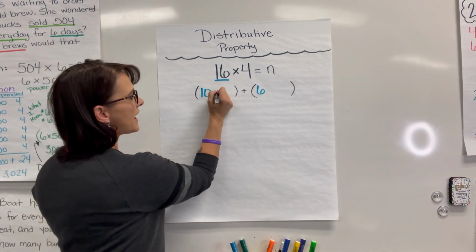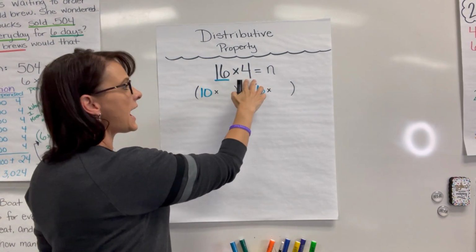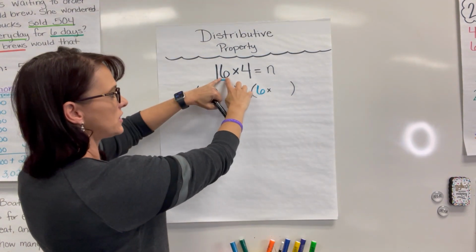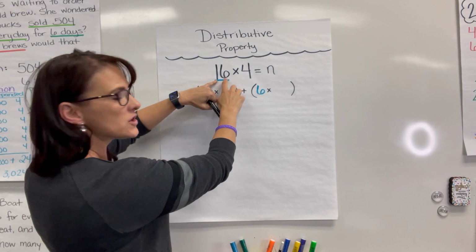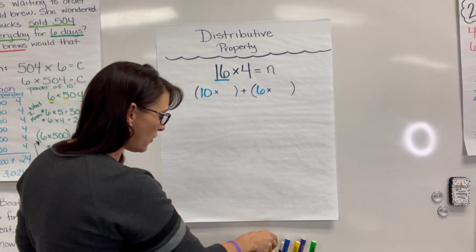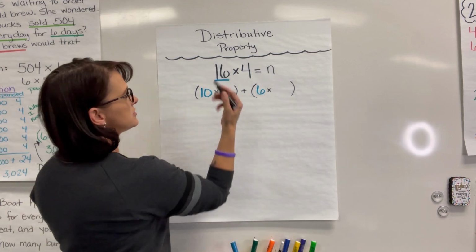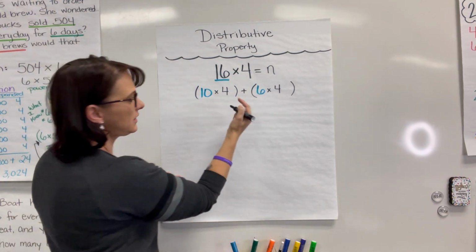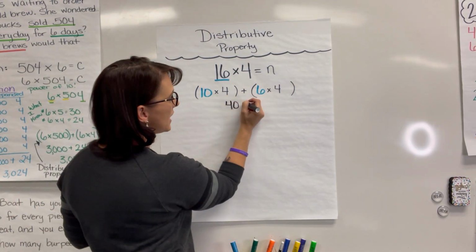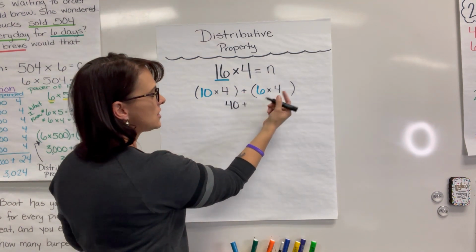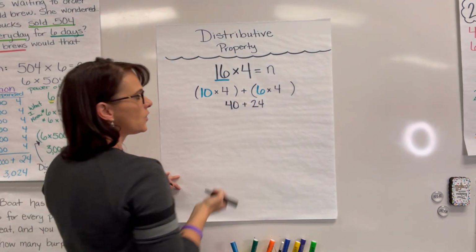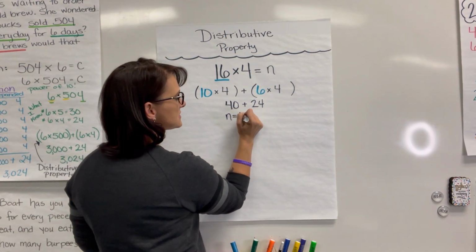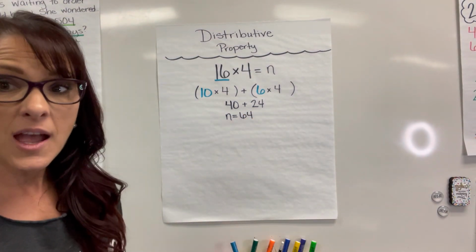Okay, so I'm going to think of that as 10 and 6. I'm going to multiply that. Both of these have to be multiplied by 4, because here is my 16. I've broken it up into 2 pieces, but both of those pieces still have to be multiplied by 4. So I'm going to multiply them by 4. And then I end up with 40 plus, that plus sign needs to come down, 24, and then I add those together, so n equals 64.